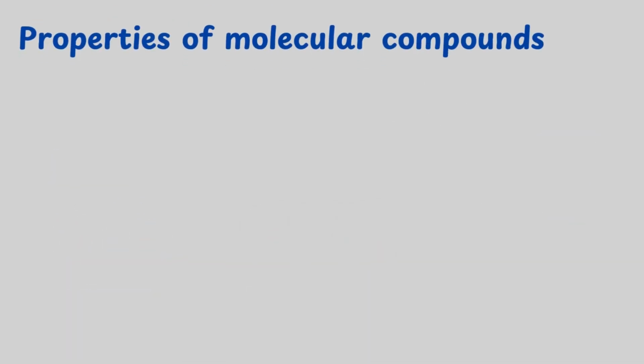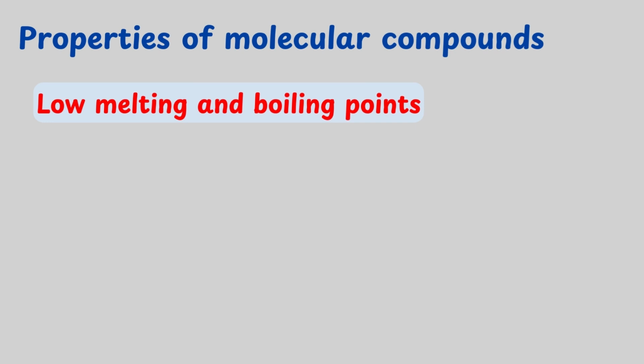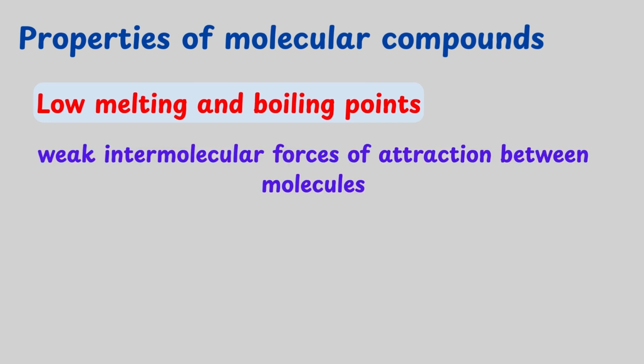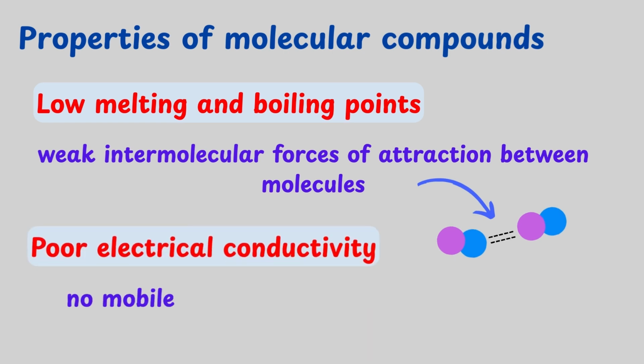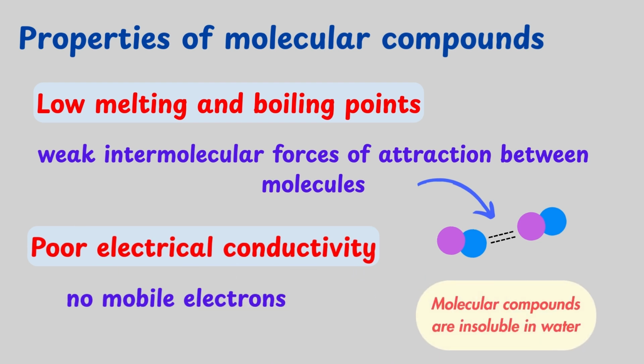Properties of molecular compounds. They have low melting and boiling points because of weak intermolecular forces of attraction between molecules. Although there are strong covalent bonds between the blue and purple atoms, there are weak forces between molecules, shown by the dotted lines. Molecular compounds have poor electrical conductivity because there are no mobile electrons. Molecular compounds are also insoluble in water.